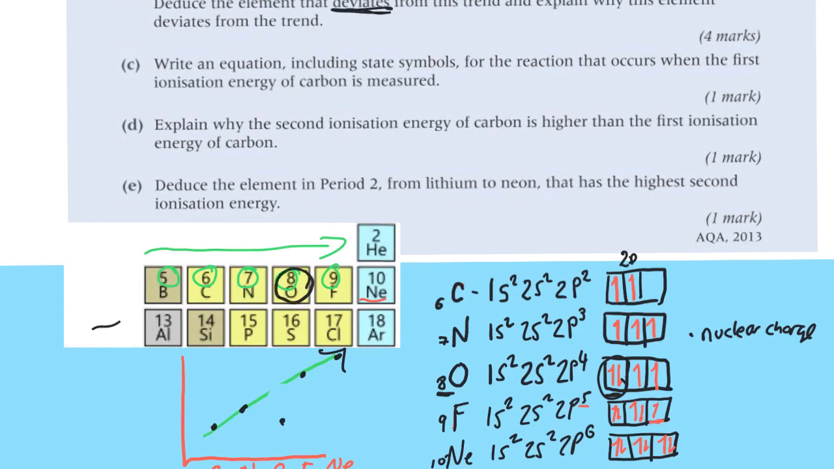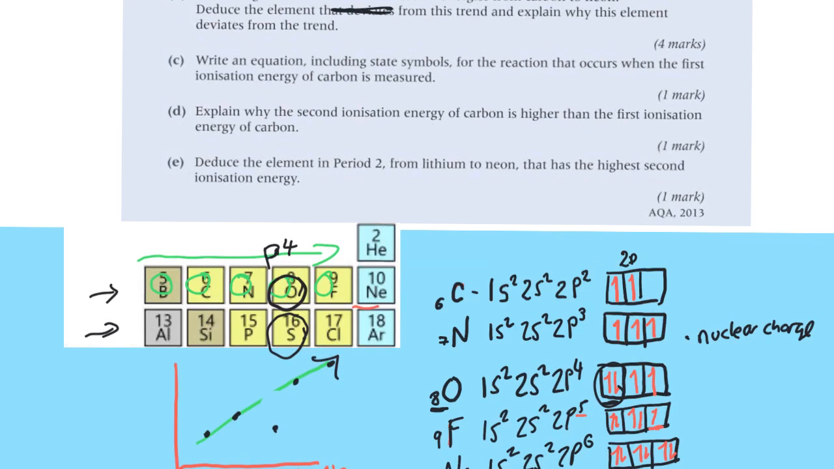If we repeated the trend going across period 3, we would find that sulfur would deviate because sulfur's electrons will be going into a 3p, pairing up in the 3p subshell. So remember, all of the elements in this group have got 4 electrons in their p subshell.